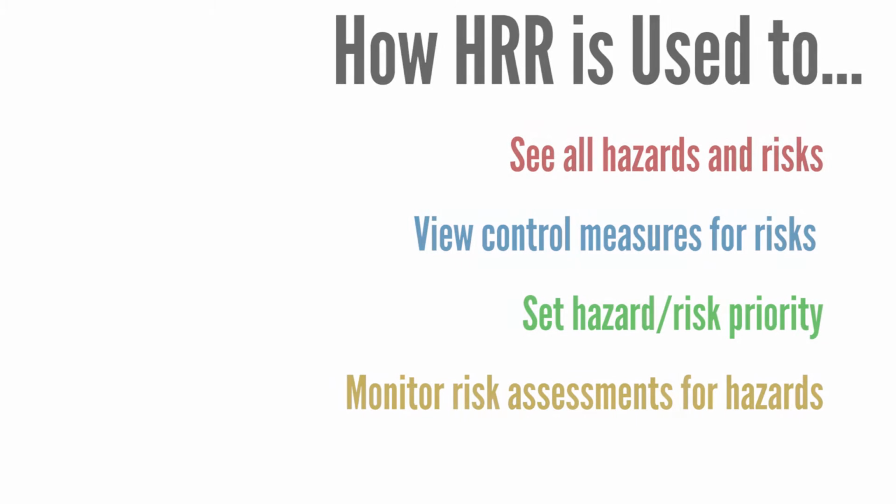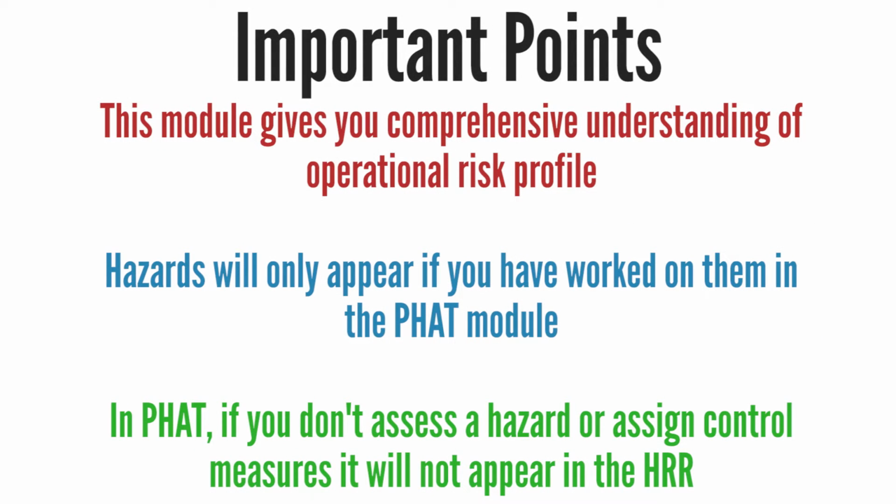You will use the Hazard Risk Register to see all of your hazards and risks that you worked on in the PHAT, view control measures for hazards, see and set risk priority, and monitor the initial and latest risk assessment for various hazards. Being able to see the relationship between all of your hazards and their associated risks in this module is very useful for gaining a comprehensive overview of your risk profile.